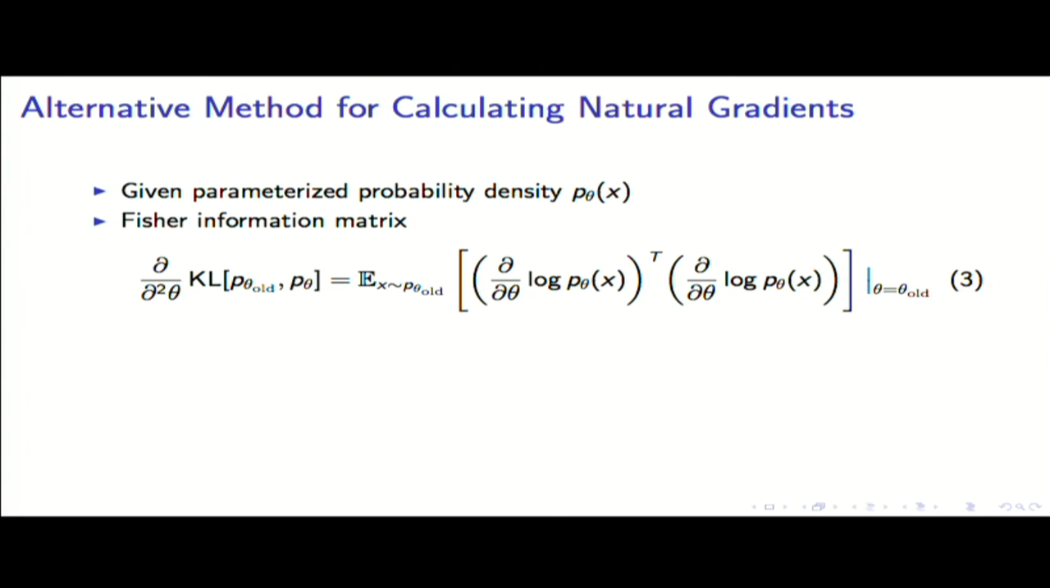The other way is you take the KL divergence between the probability distribution and some new probability distribution. You take the KL divergence between p sub theta old and p sub theta, and you evaluate that at theta equals theta old, and that gives you the same Fisher information matrix. On both sides, we have to evaluate at theta equals theta old. Otherwise, it's not true.